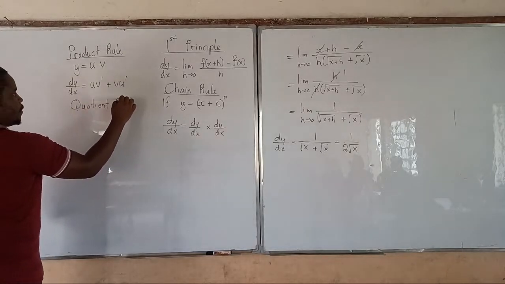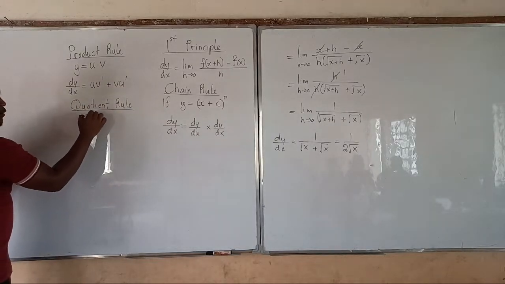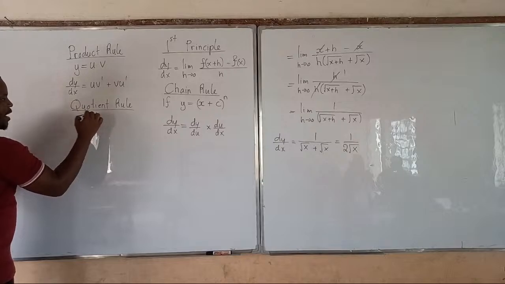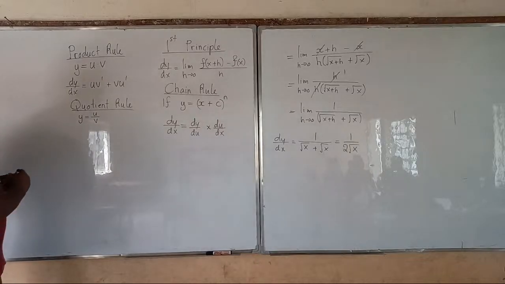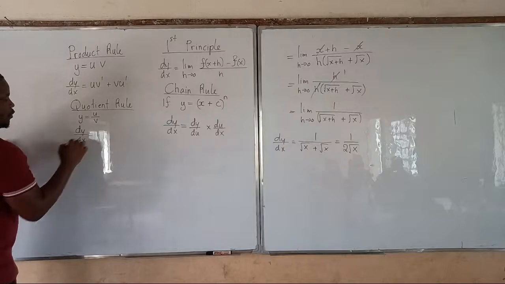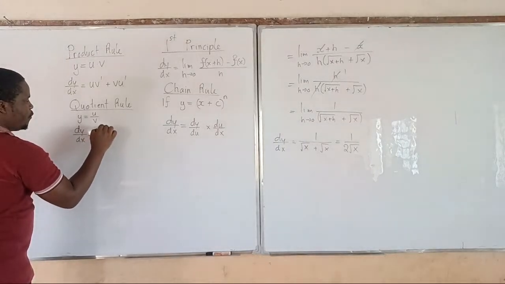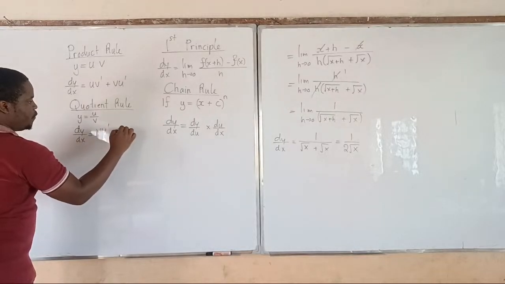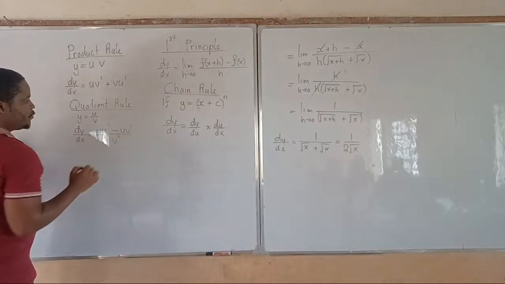Quotient rule. This one is used when two functions are dividing. Two functions are dividing, use the quotient rule. So dy dx in this case will be equals to v u prime minus u v prime, divided by v squared.